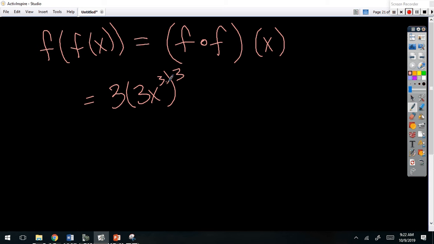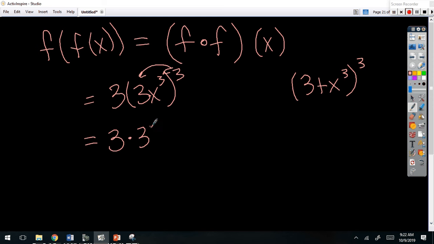What if it looked like this? Could you distribute the exponent then? No. When you're adding or subtracting in the parentheses, you can't distribute an exponent. But when you're multiplying or dividing, you sure can. So this becomes 3 times 3 to the 3rd x to the 9th. These exponent properties are coming back to bite you.